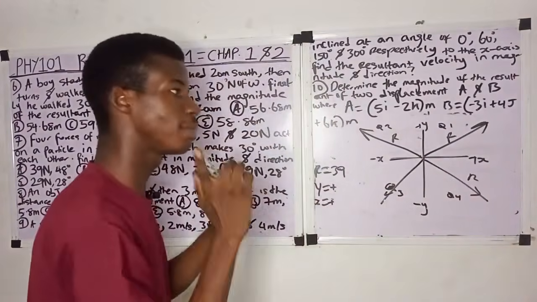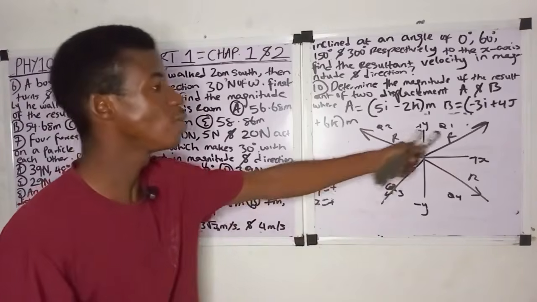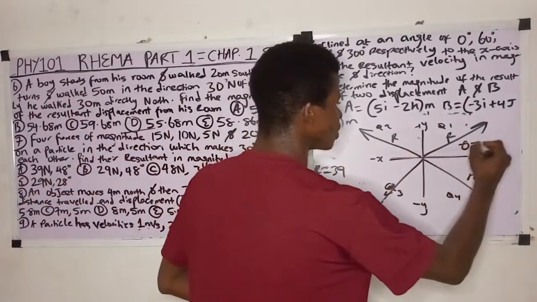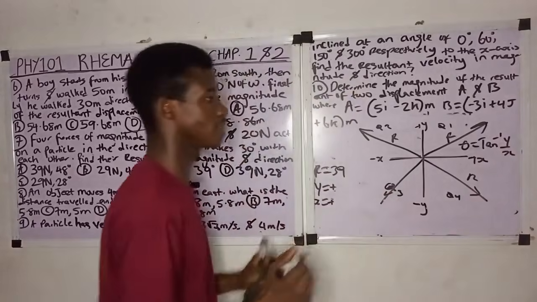Okay? Yes. Now to look for the direction of the resultant when it is at the first quadrant, it's very easy. To look for the direction, theta is equal to inverse tan, y over x. Very important.